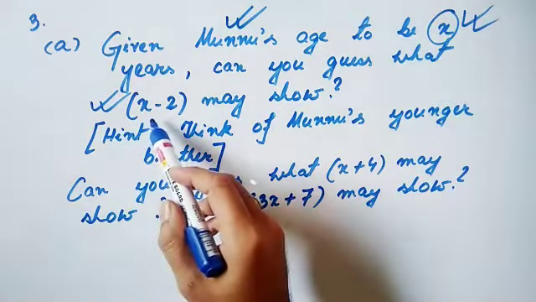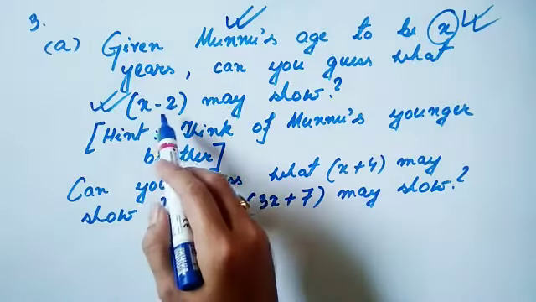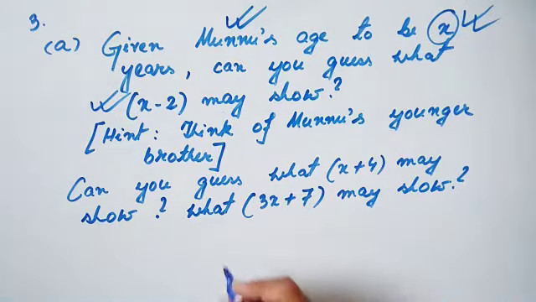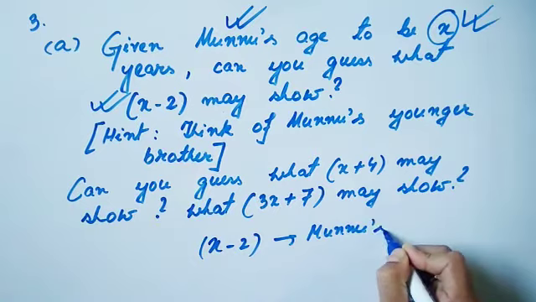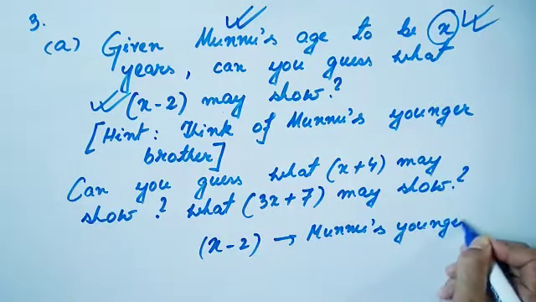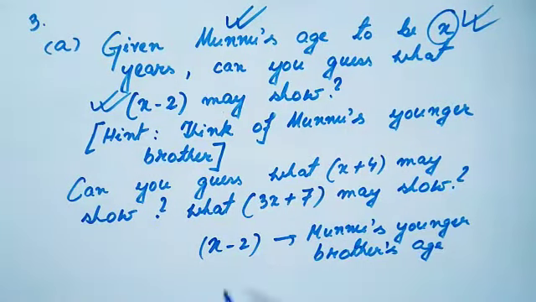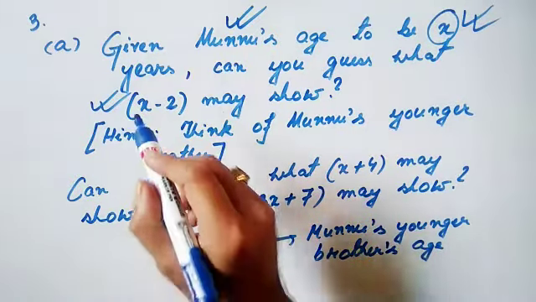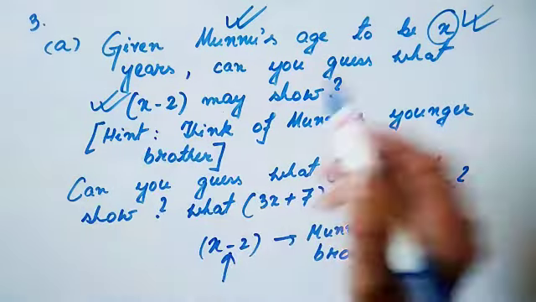Since in the given question they have used a minus sign, it means that Monu's younger brother is 2 years younger. So X minus 2 will be Monu's younger brother's age, right? And since they have used a minus sign here, it means that Monu's younger brother is 2 years less than Monu. Understood, student? So this will be the age of Monu's younger brother, and it will be 2 years younger than Monu.